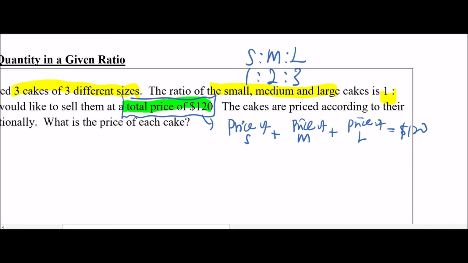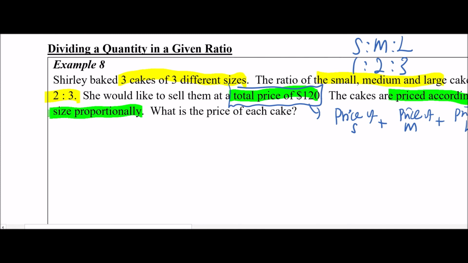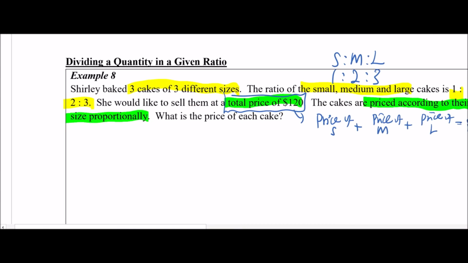But what is the price of each cake? As you can imagine, the bigger the cake, the pricier it is going to be. The more she is going to charge the customer. Indeed, as we read the question further, the cakes are priced according to their size proportionally. So this line actually tells us, the larger the cake, the higher the price.